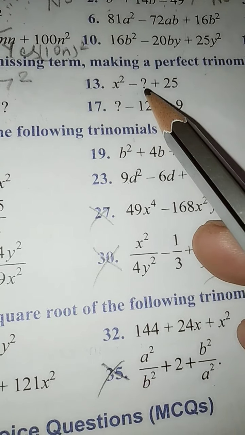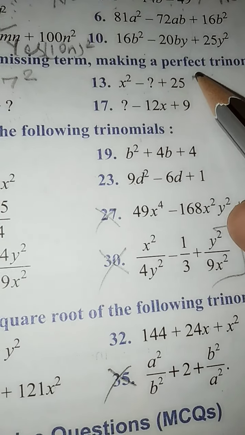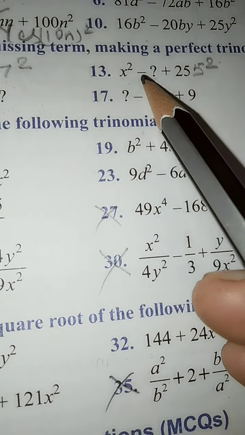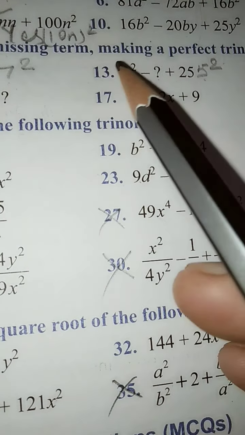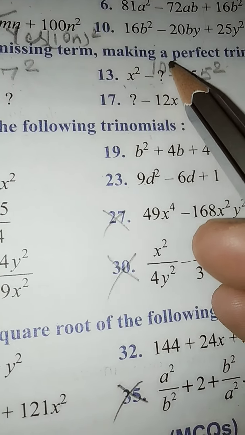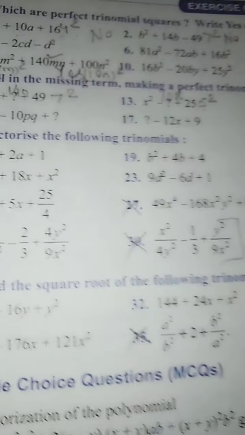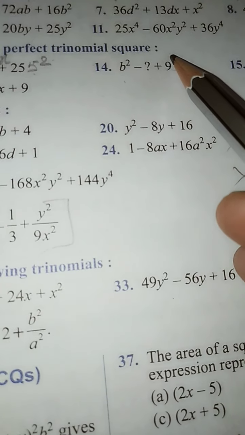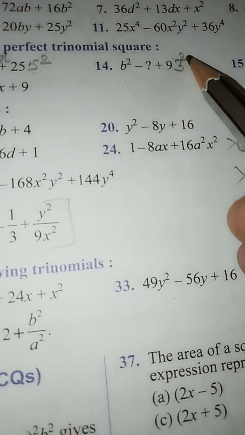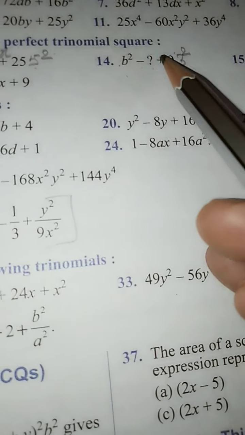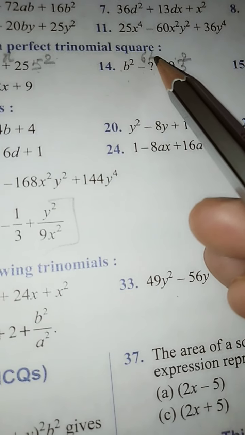X square minus question mark plus 25. Again 25 is a perfect square, 5 square, and here it should be 2ab, that is 2 into 5, 10 into x is 10x. So here it should be 10x, that is 2ab. Here it is b square, 9, it is 3 square. So here it should be 2ab, that is 2 into 3 into b, that is 2 threes are 6b.